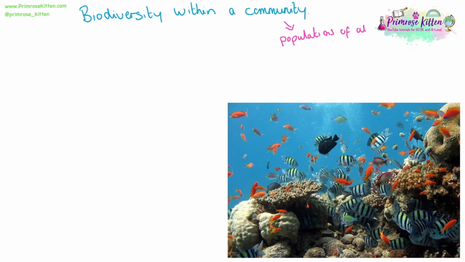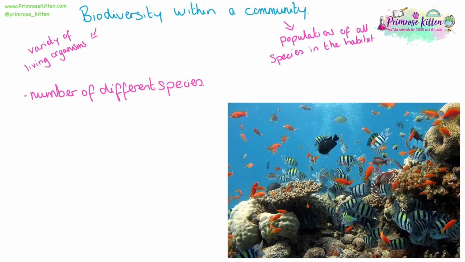Biodiversity within a community is going to be the populations of all the species in the habitat and the variety of living organisms. The number of different species can be referred to as species richness.